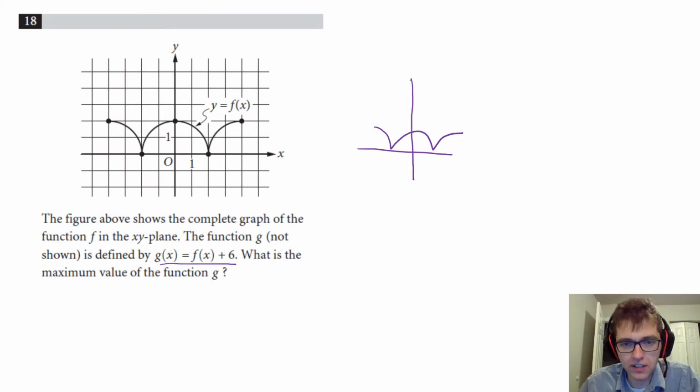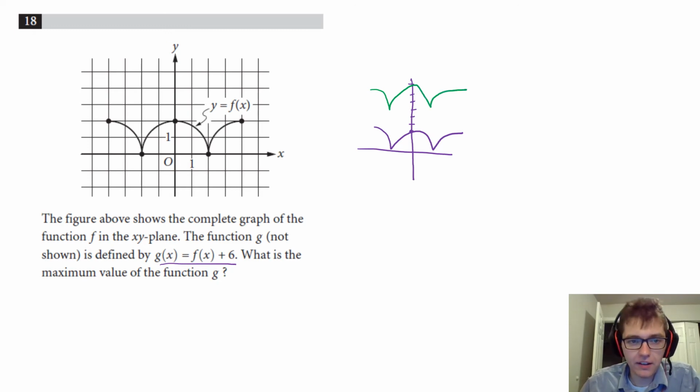Your g of x is just any point on here, you take 6 notches up, and your g of x will look like the same thing, just transposed up 6 notches. Sorry for the not-to-scaleness, but that's all that looks like.